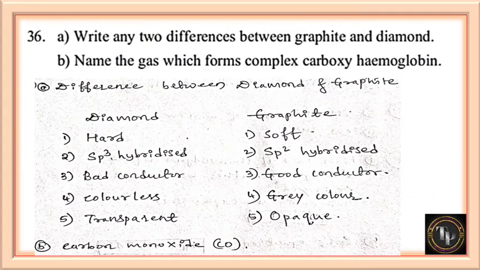Very important question, guys. Second question, name the gas which forms complex carboxyhemoglobin, that is carbon monoxide. Carbon monoxide can form the poisonous complex carboxyhemoglobin in red blood cells.